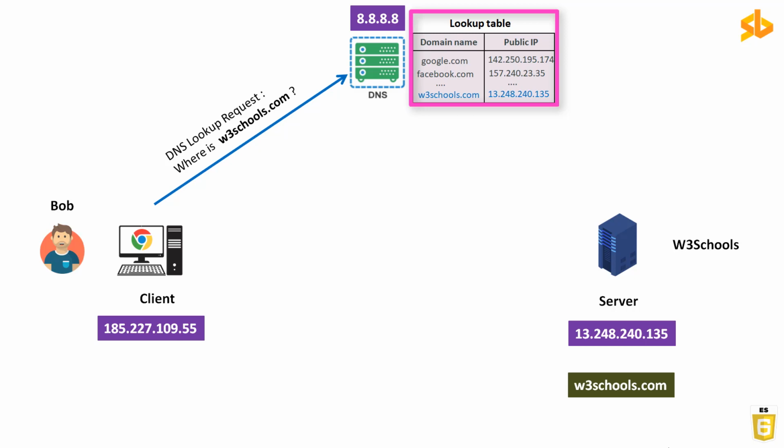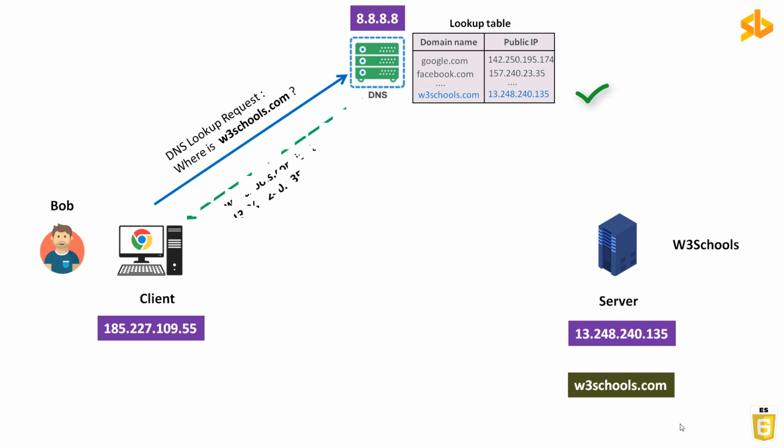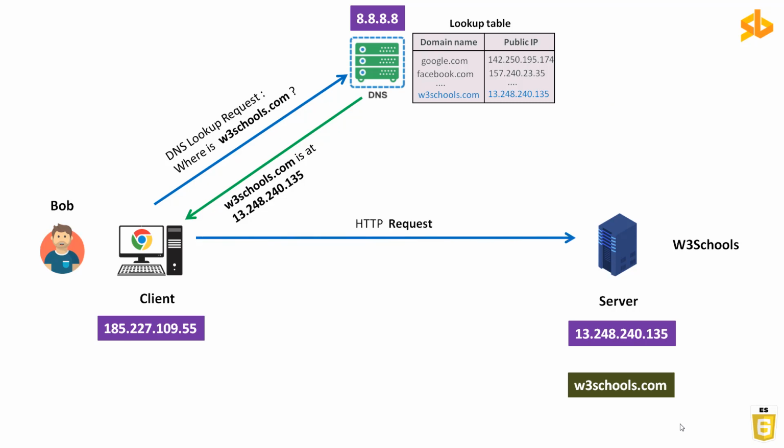Obviously, the W3 Schools people, after hosting their website on a server, would have registered their domain name and their IP address with DNS. If the DNS system finds a mapping IP address, it returns it to Bob's computer. Bob's browser caches it, or stores it locally, for future reference and sends an HTTP request to that IP address. From here on, the client-server communication continues as discussed earlier.